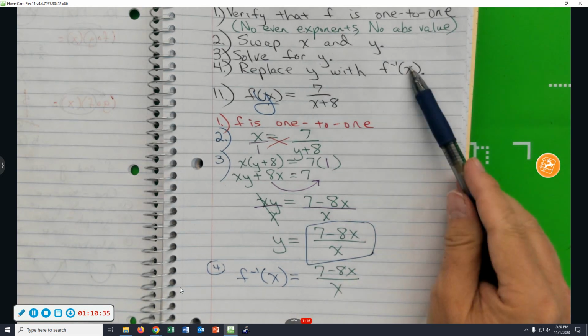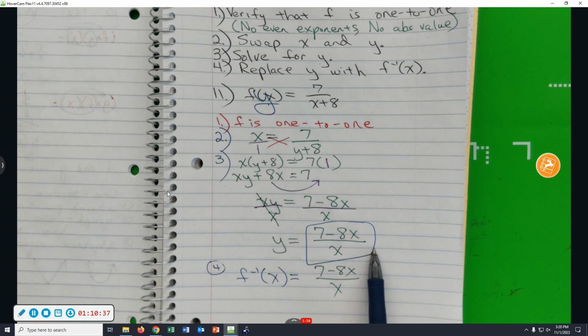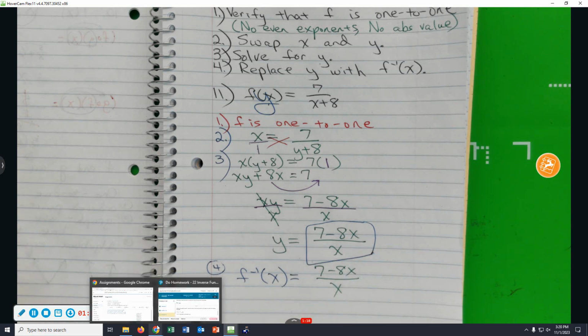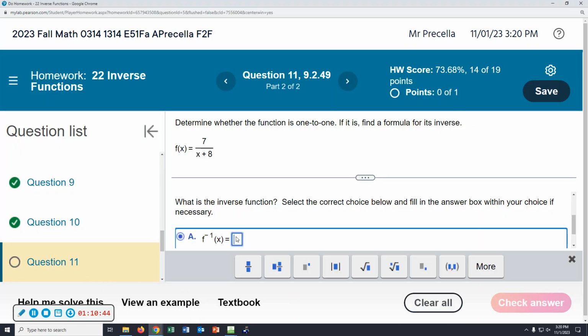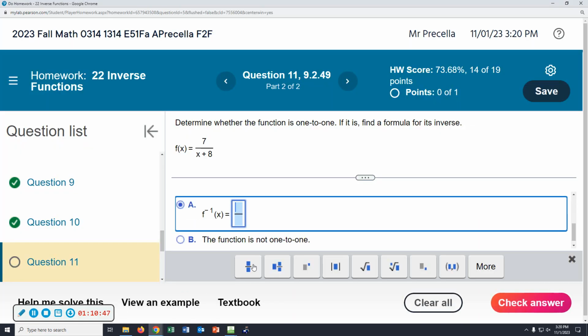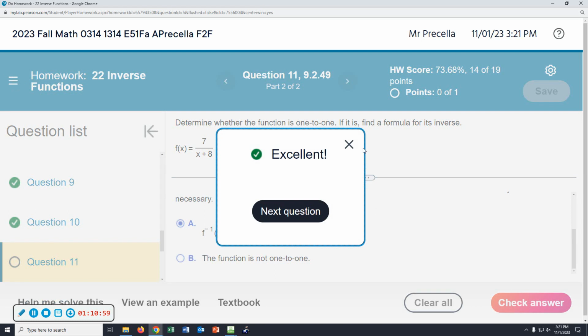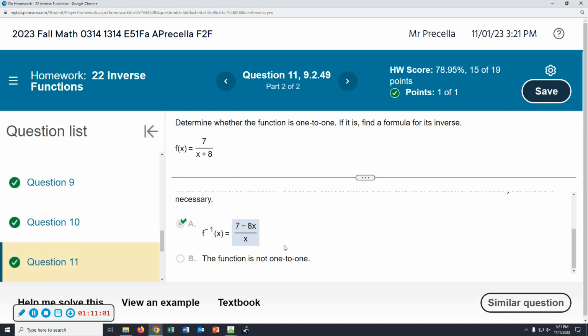It replaces the y. You solve for y, the thing on the other side of y, that's what you're going to type in. So 7 minus 8x all over x. Fraction. 7 minus 8x all over x. Any questions there? So here's a function, and there's its inverse, written as little formulas. Right?